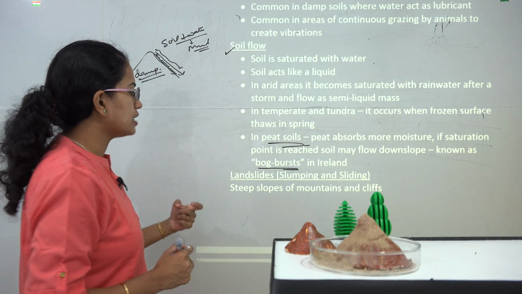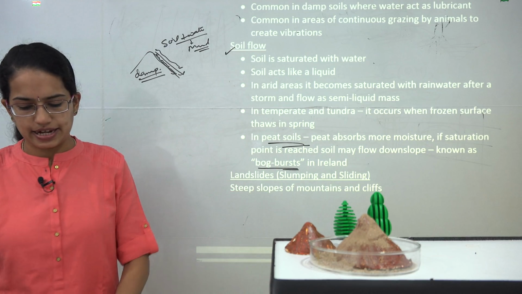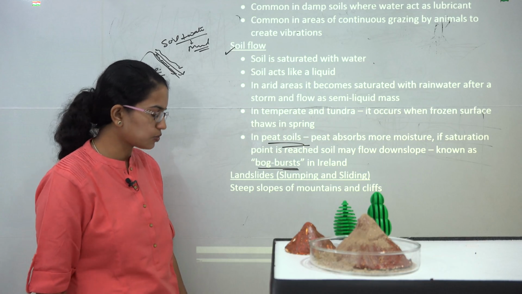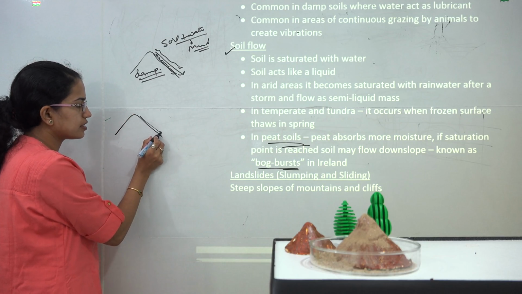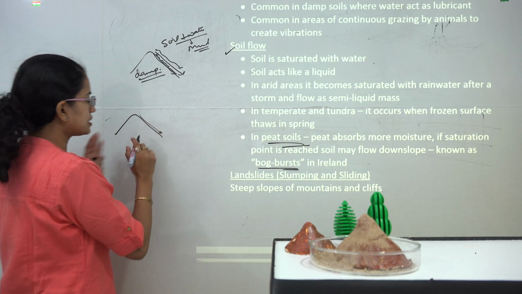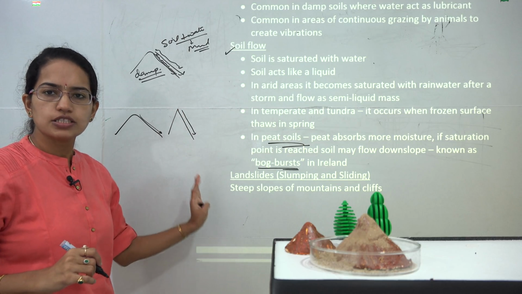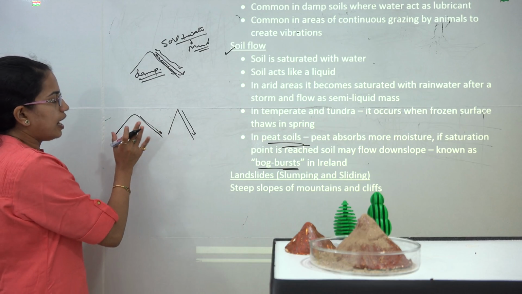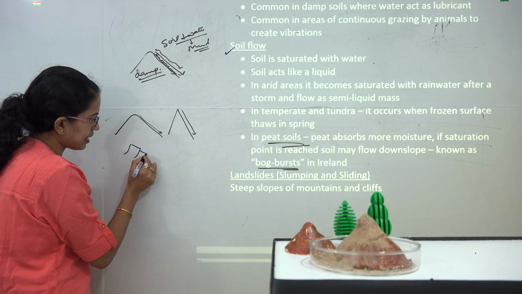Now coming to the last, that is landslide, where we talk about two things, slumping and sliding. There is a difference between the two terms. When you say slide, it's simply that you have a mountain and the rock slides down. This process of sliding occurs when the rock is steeper. So with this kind of mountain, you would have a higher flow of the rock material that would be seen.